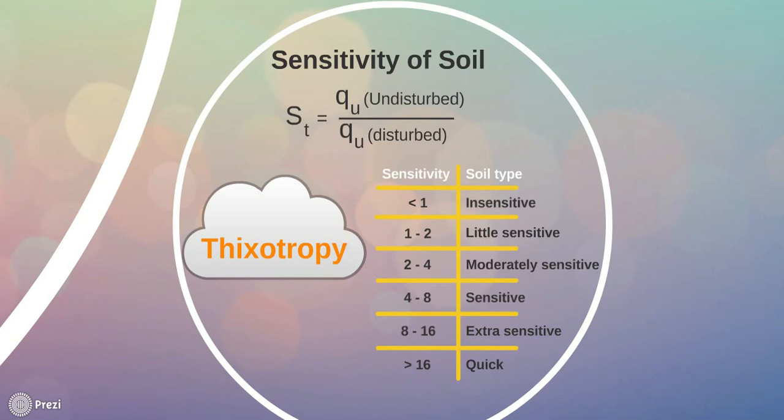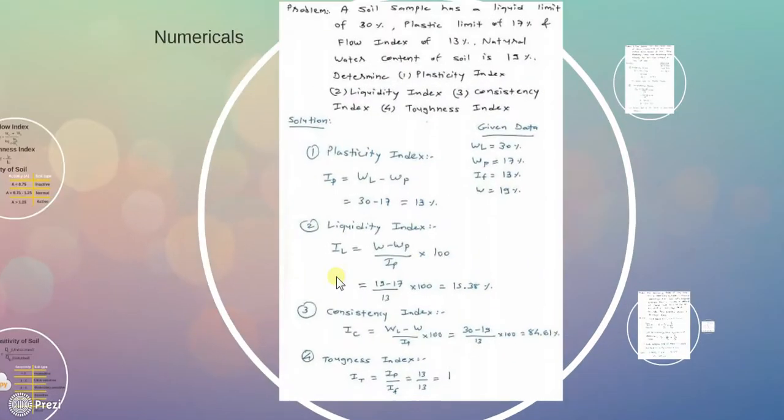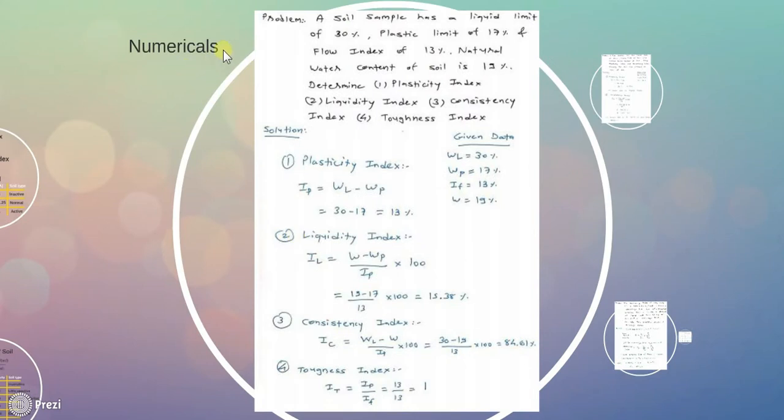Let us move forward to numericals. Problem 1. A soil sample has a liquid limit of 30%, plastic limit of 17%, and flow index of 13%. We are given these three values, as well as the natural water content of the soil, which is 19%. Now determine the plasticity index, liquidity index, consistency index, and toughness index.